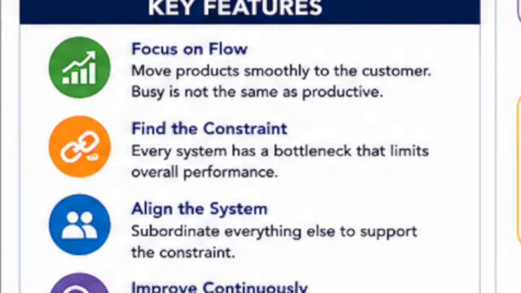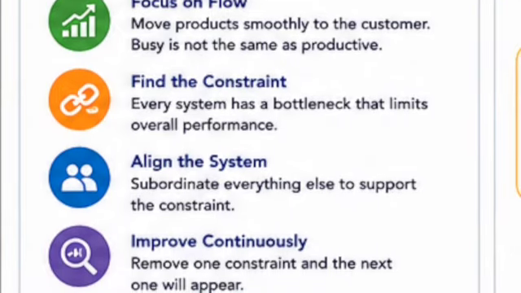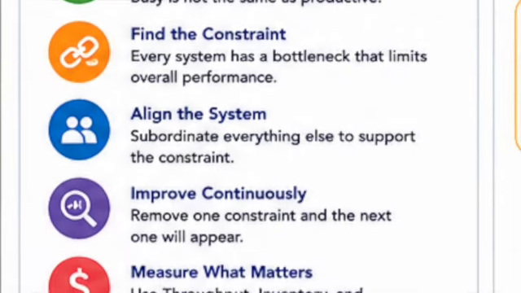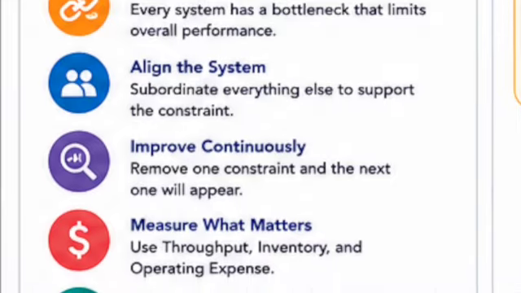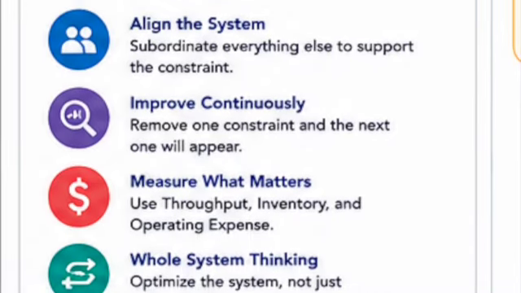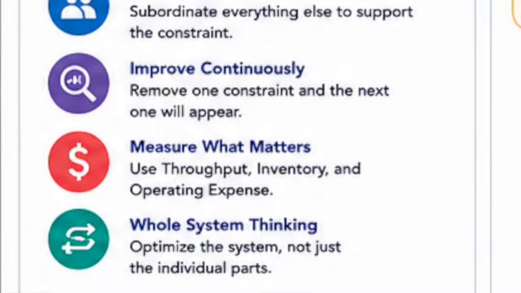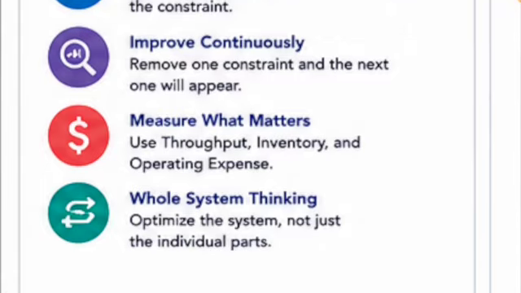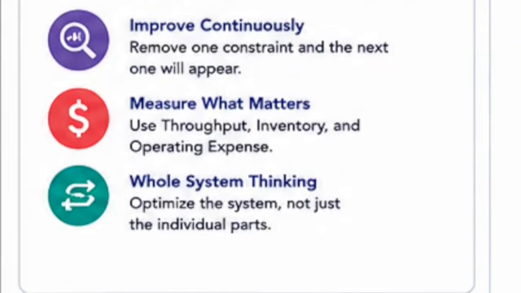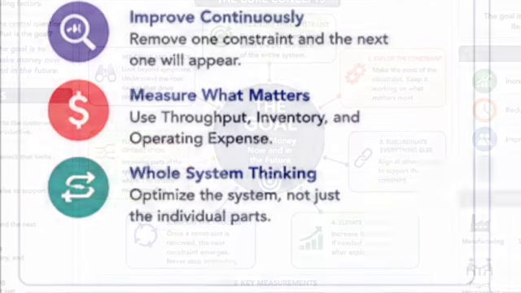Look down through the key features. Notice the recurring themes: flow, constraints, alignment, continuous improvement, and whole system thinking. These ideas work together. Instead of improving isolated departments, Goldratt teaches us to improve the entire system.